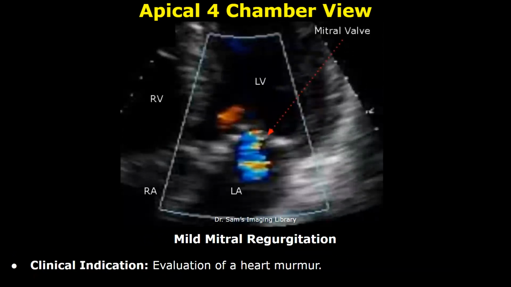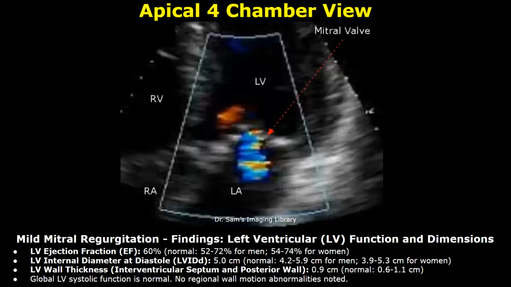This is a case of mild mitral regurgitation. The indication is evaluation of a heart murmur. The ejection fraction is 60%. Internal diameter at diastole is 5 centimeters. LV wall thickness is 0.9 centimeter. Global LV systolic function is normal. No regional wall motion abnormalities noted.